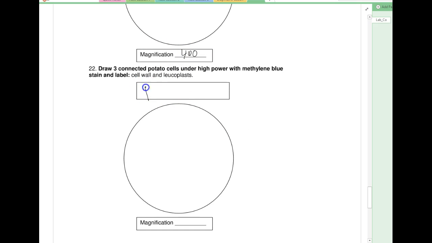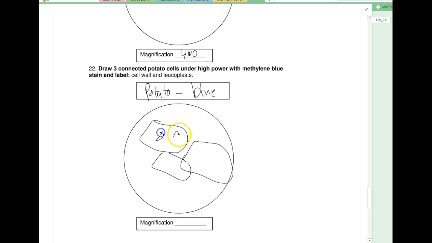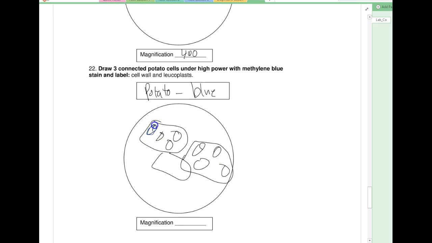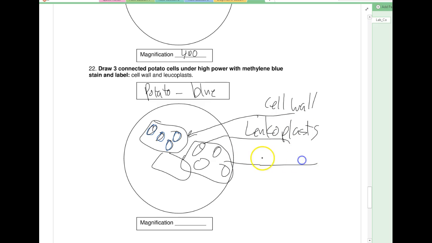If the potato was stained with the methylene blue, we'll just call it the blue stuff, the circles were not stained. So they kind of looked like that. You'd probably draw it with blue. And same thing though, cell wall. Those were the leucoplasts. And then that was the cytoplasm.